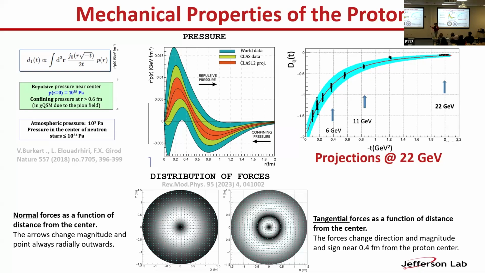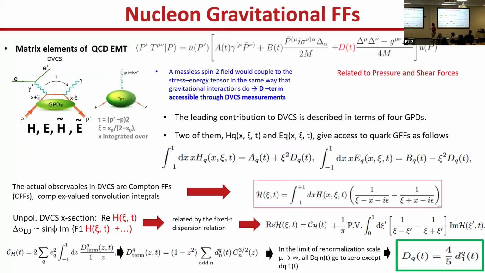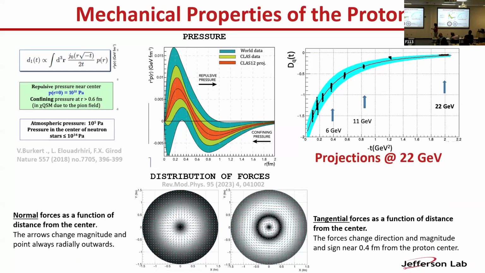What can we do with the 12 GeV, with the 22 GeV? With the 22 GeV, since in one of these formulas one important part is the fixed-t dispersion relation, we can increase enormously the t range. Here is 11 GeV, here is the 22 GeV. And so I have a better extraction with a smaller error bar. And this is the plan that we have for the 22 GeV.